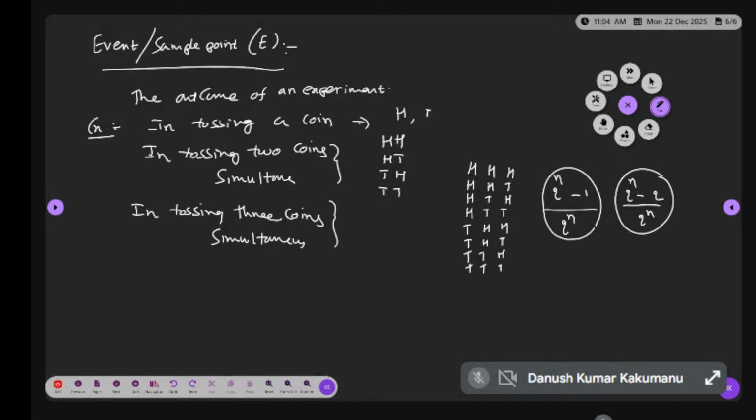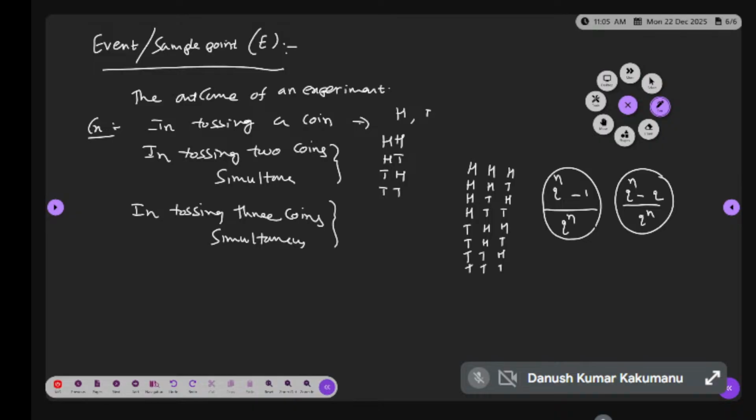See, up to 3 coins we can write all these and count, but when the number of coins increases, remember the logic. Let us take 6 coins. How many total? 2 power of 6, which means 64. We cannot write all 64. 8 is okay, but you cannot write 16 or 32 either. This is my point: when the number of trials increases, this logic is not applicable. We have to go with the binomial distribution or Poisson distribution. Are you getting my point?